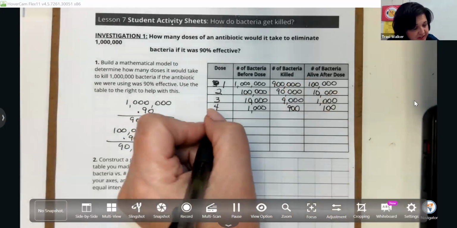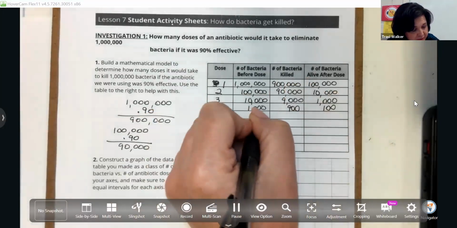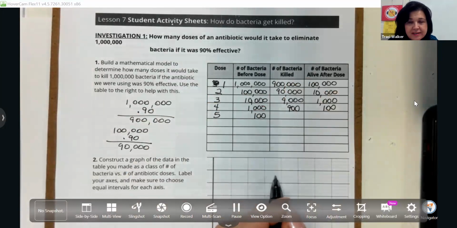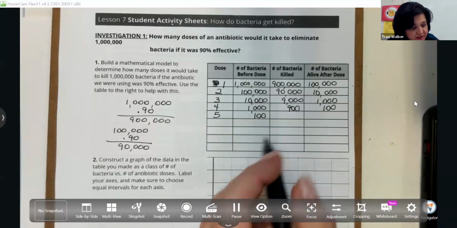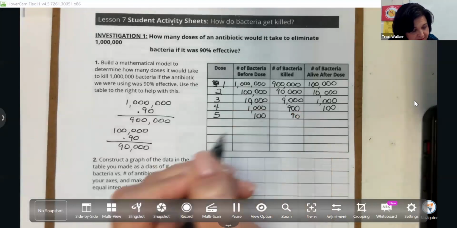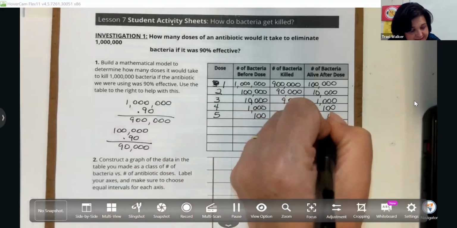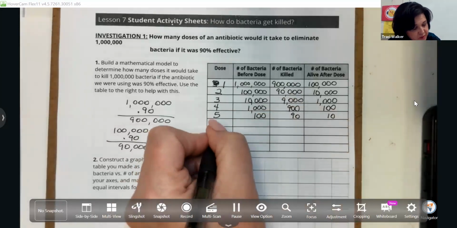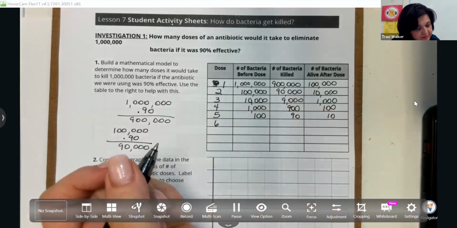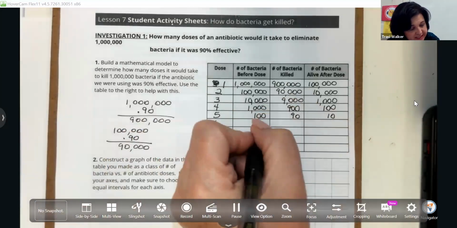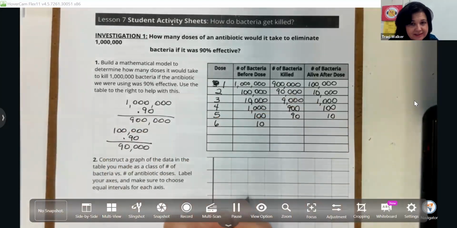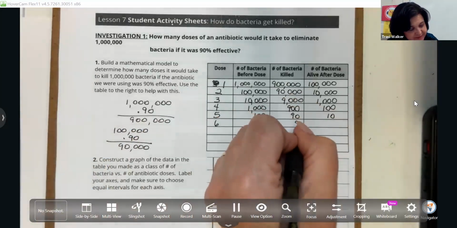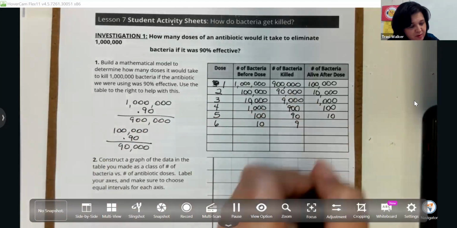All right, our fifth dose, we have 100 bacteria. We take our medicine, we kill 90%. 90% of 100 is 90. 100 minus 90 is 10. All right, our sixth dose, we have 10 before we take it. We kill 90%, so we kill 9, and we only have 1 bacteria left.